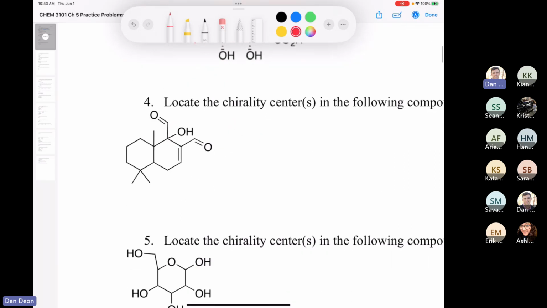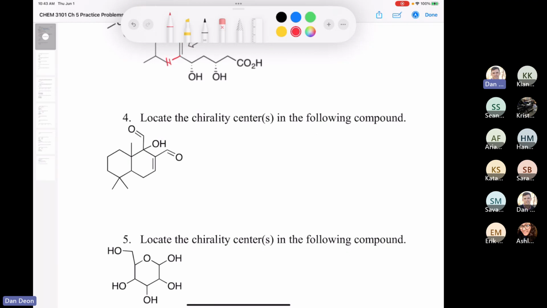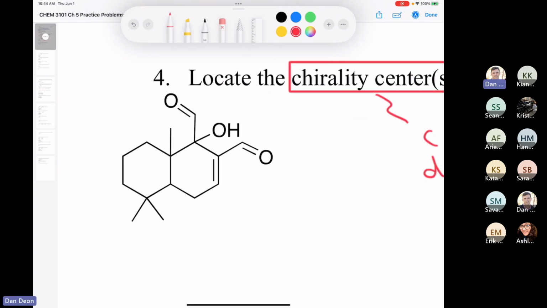The next one's kind of a tough question to do remotely. It just says locate the chirality center. So remember, a chirality center is when we have a carbon attached to 4 different groups. Okay, so 4 different groups. All right, so let's see if we can locate a chirality center. I'm going to highlight a carbon. The one highlighted in yellow, is that a chirality center? Yes or no?